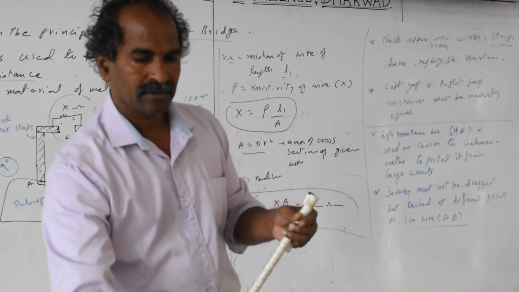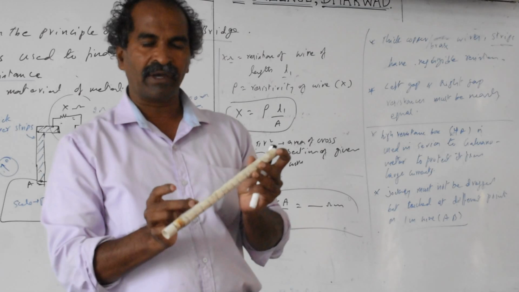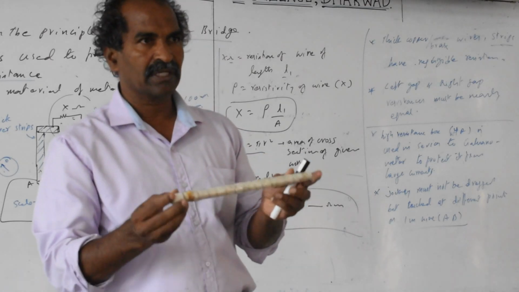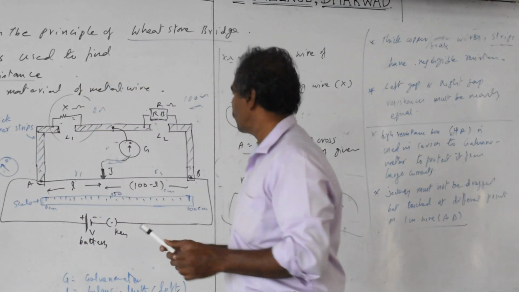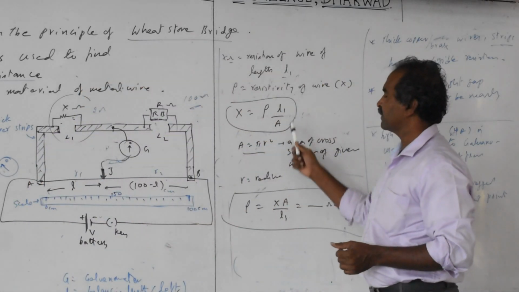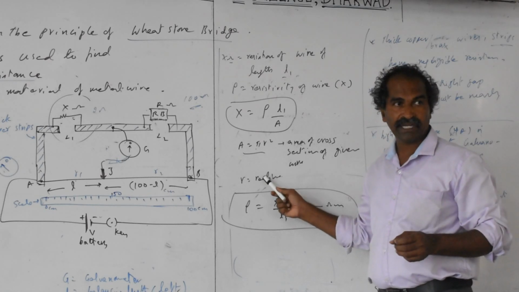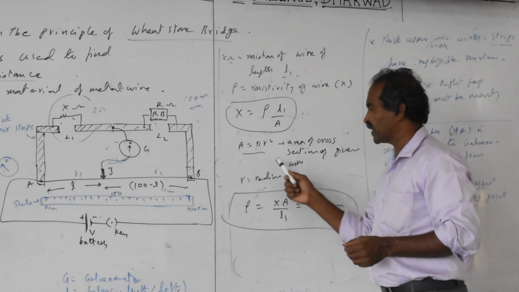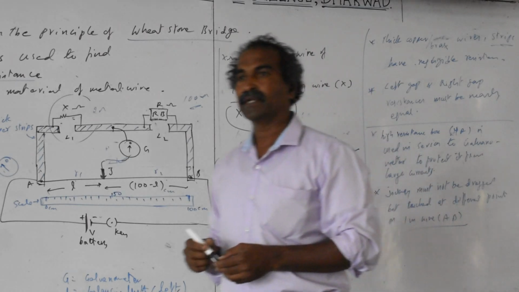So if a plastic pipe is not given, make sure that the turns you are taking have a gap in between, so that you can find the total length of this wire as L1. In the examination, they will give you this length and the radius. If the radius is not given, you have to find it with the help of the screw gauge. Find the area of cross section, then find the resistivity by this method. This is the method.